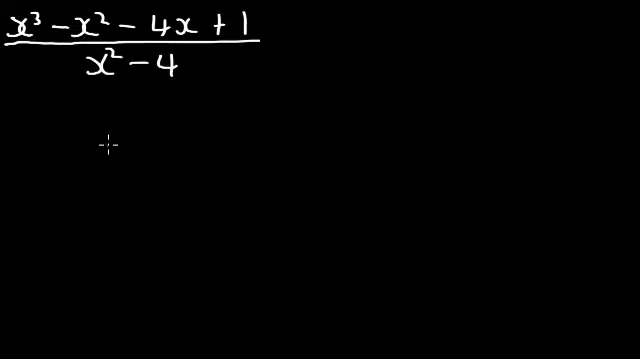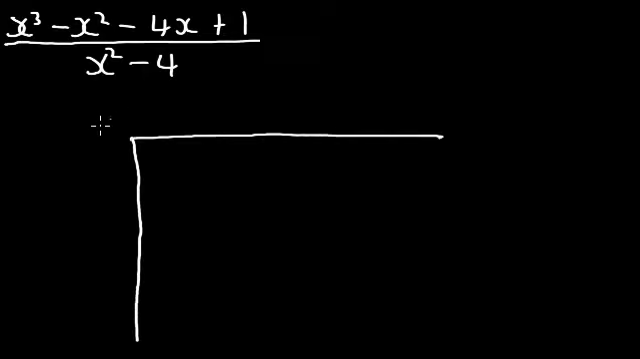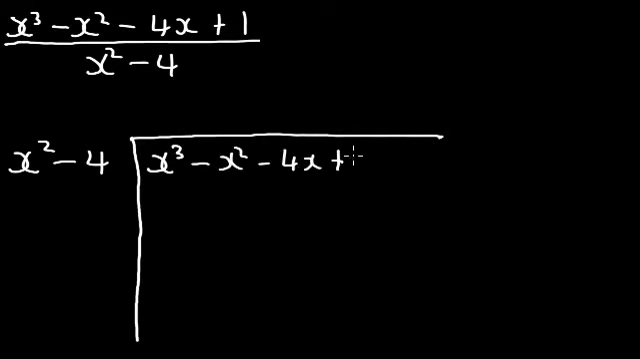So let's draw the table as usual. Outside the table is meant for the divisor, and inside the table is meant for the dividend, x cubed minus x squared minus 4x plus 1. So let's divide x cubed by x squared, that's simply x. Then we multiply x times x squared, that's x cubed. x times negative 4, that's negative 4x. There's no other term, so we need to put 0 for that.